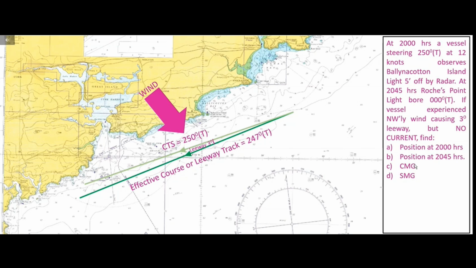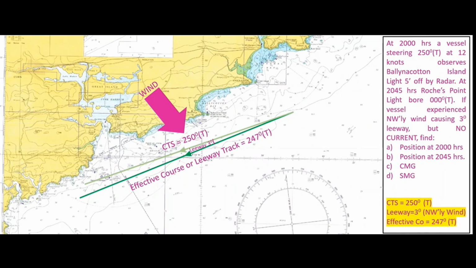Yes, sir. Okay, great. Let's move ahead. The same thing you can see in the box now. We could do in the answer sheet through these 3 simple steps. CTS 250 degrees true. Leeway 3 degrees, northwesterly wind. As I said earlier, wind direction and the CTS have to be considered together to decide whether to add or subtract. So the effective course becomes 247 degrees true.